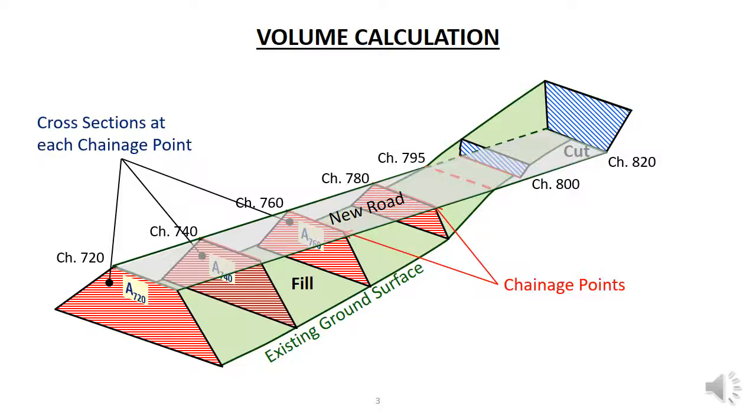The first step in calculating the volume of each section is to calculate the cross-sectional area at each chainage point. That is those red trapeziums that you can see there with A720, A740, A760, so on. So we need to calculate those cross-sectional areas. We then multiply the average area over the section by the length of the section to get the volume for that section. Then we add up all of the section volumes to get the total cut and fill.